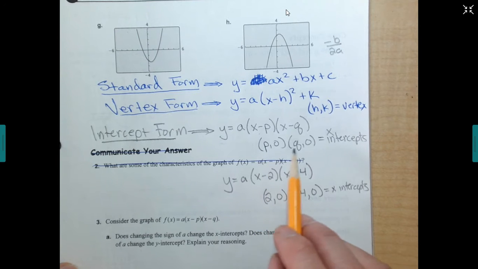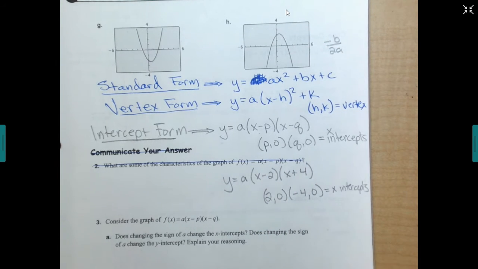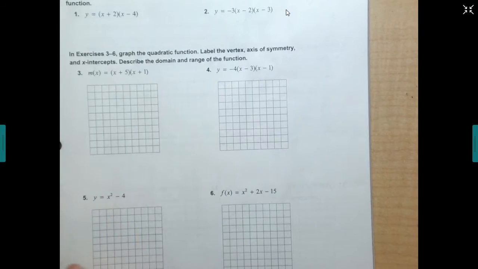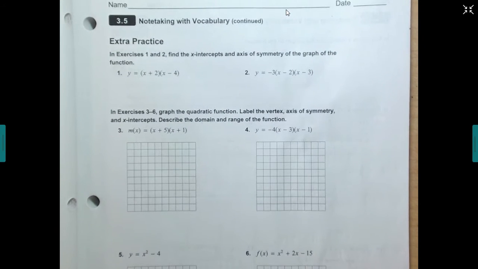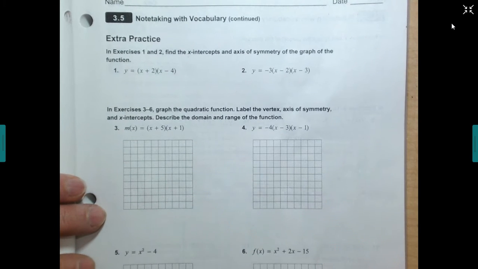If we know where the x-intercepts are, we'll be able to find the axis of symmetry because that's right down the middle of the x-intercepts. So if we can get it written in this intercept form, we'll know a lot about our equation, about our parabola. So here we go. We're just going to get straight into it. So we're on page 97.